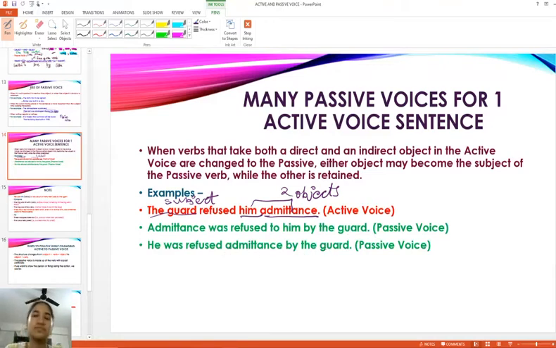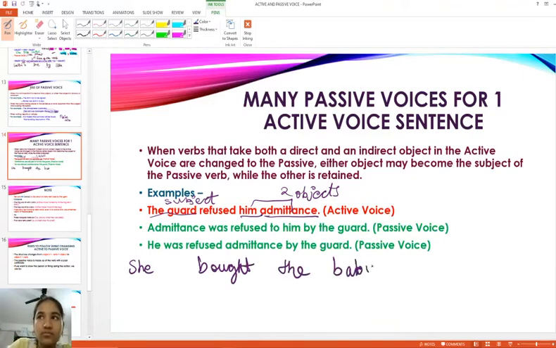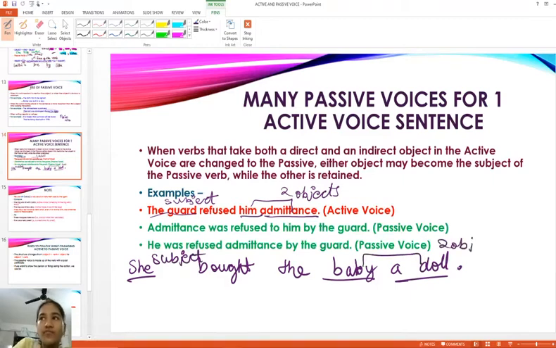For example, here is an example. She bought the baby a doll. So here we see two objects, the baby and the doll. But she is one subject and here are two objects. So we can take either of them first. The baby we will take first. The baby was bought, a doll was bought, right?